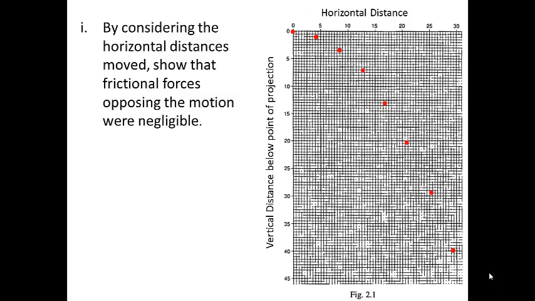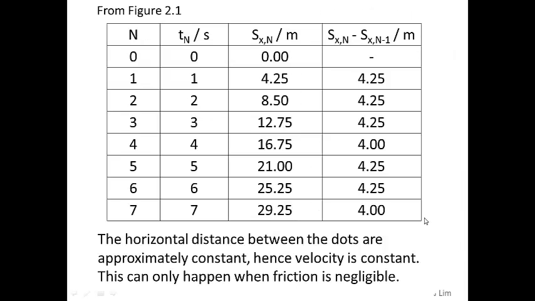By considering the horizontal distance moved, show that frictional forces opposing the motion were negligible. So from the data in figure 2.1, we can get this table. The horizontal distance between the dots is approximately constant, 4.25 meters. So hence the velocity is constant. This can only happen when friction is negligible.